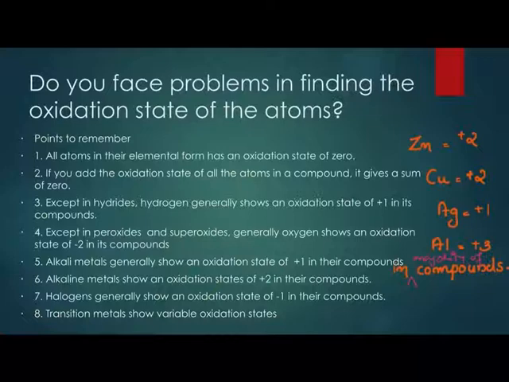Alkali metals like lithium, sodium, potassium, rubidium, they show an oxidation state of +1 in most of their compounds. Alkaline earth metals such as calcium, barium, they generally show an oxidation state of +2 in their compounds. Halogens such as fluorine, chlorine, bromine, iodine, they generally show an oxidation state of -1. Transition metals show different oxidation states. Zinc, copper, in most of the compounds, their oxidation state is +2. Silver also, in most of the compounds, it will be +1. For aluminium, it is +3, in the majority of the compounds. There are exceptions also.